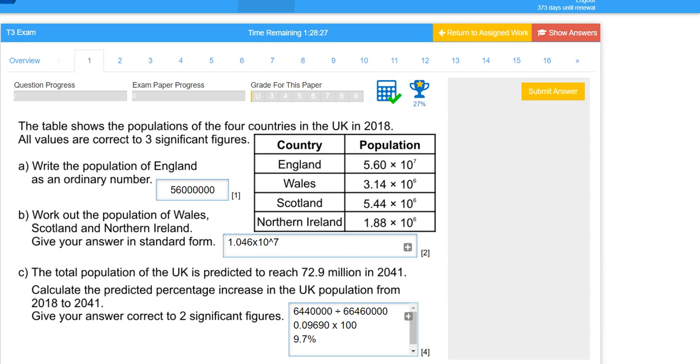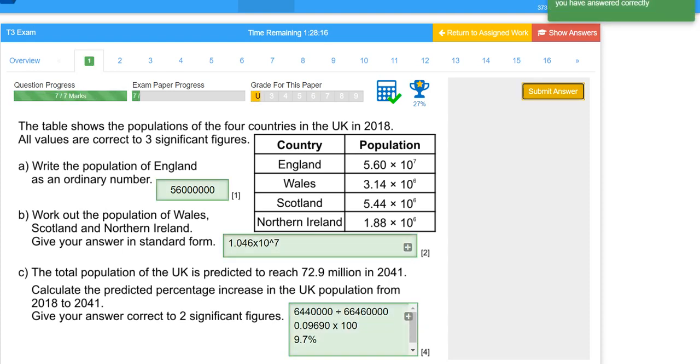So even if you didn't get every single one right, you can still get lots of your working out marks from this and hit submit answer. And notice we have got 7 marks. From one question it's 7 marks.